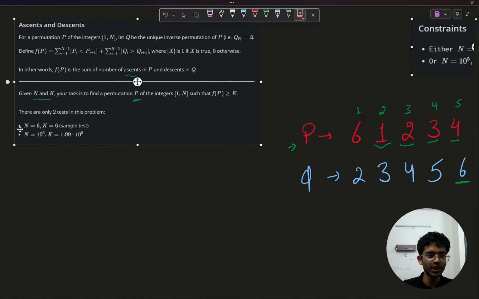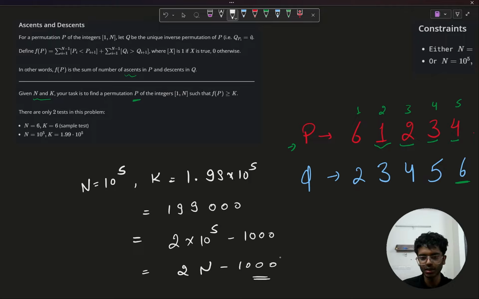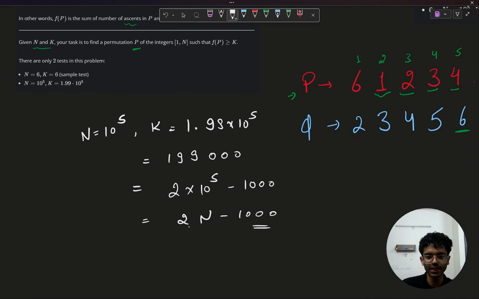Now we're given just two test cases for this problem. The first is a sample test case where n is 6 and k is also 6. And in the other test case, we have n equal to 10 raised to the power 5 and k equal to 1.99 into 10 raised to the power 5, which is equivalent to 199,000, or we can also write it as 2 into 10 raised to the power 5 minus 1000, which is nothing but 2n minus 1000, right? We'll see why we wrote it like this, but this is just to represent it in terms of n.